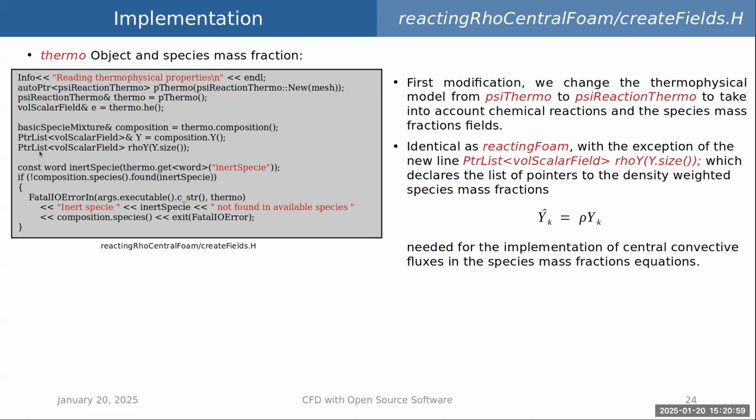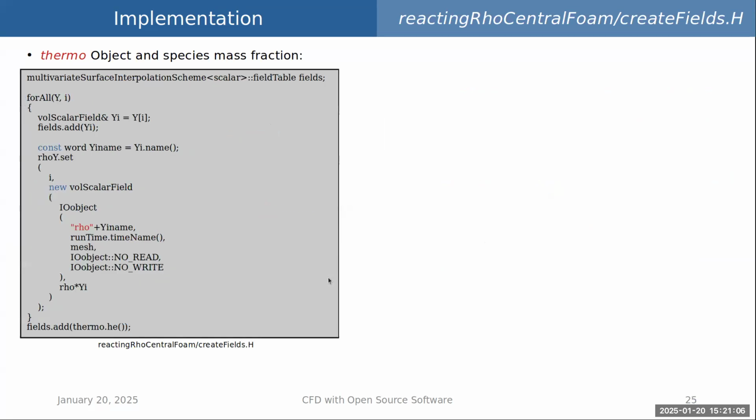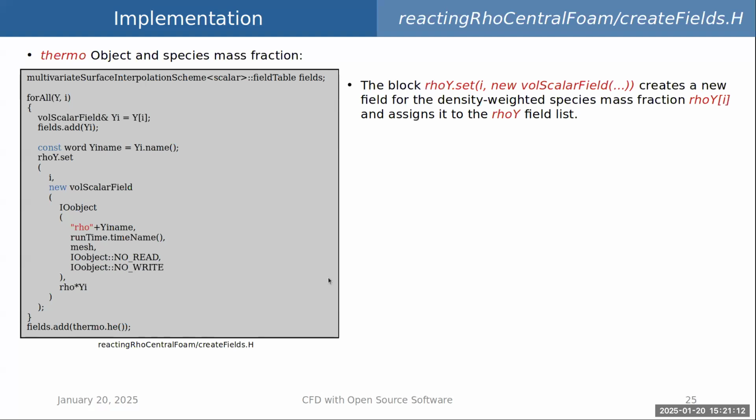PtrList, you can see this new line. Here, what we do, we set the density weighted mass fraction in the PtrList rhoY. Each variable will be called rho followed by the name of the species. So that's what we write here, rho plus Y name.